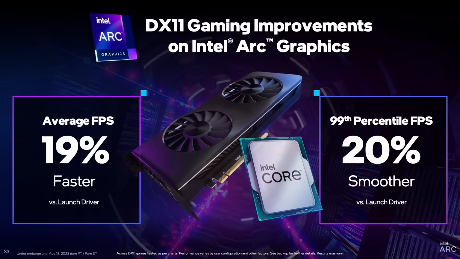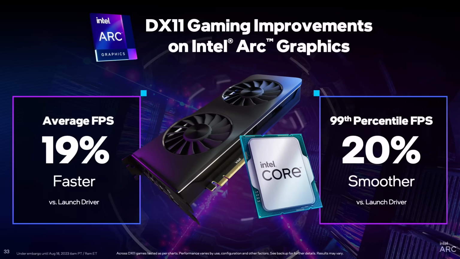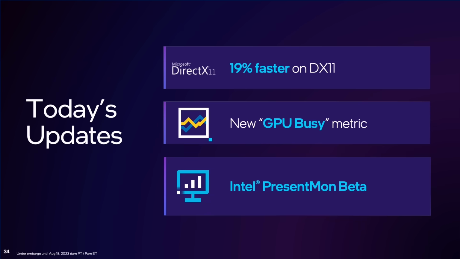All right, so let's summarize. The big news is we're continuing to make our driver better, make ARC A750, A770 better. We improved performance this time by about 20%, 19% for DX11 titles that are supported, and we improved smoothness by about 20% by re-architecting the driver. Very impressive changes. I'm so excited. Yeah. Now, we've also done two other things. First, we introduced a new GPU Busy metric, which I think everybody gets now. It's kind of like, how balanced am I?